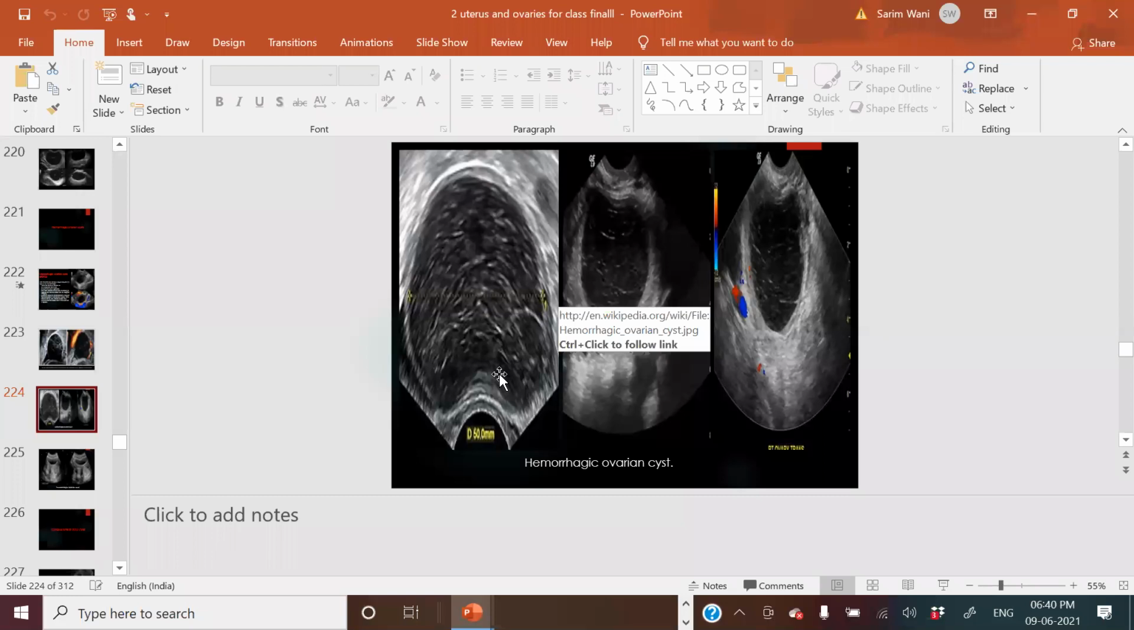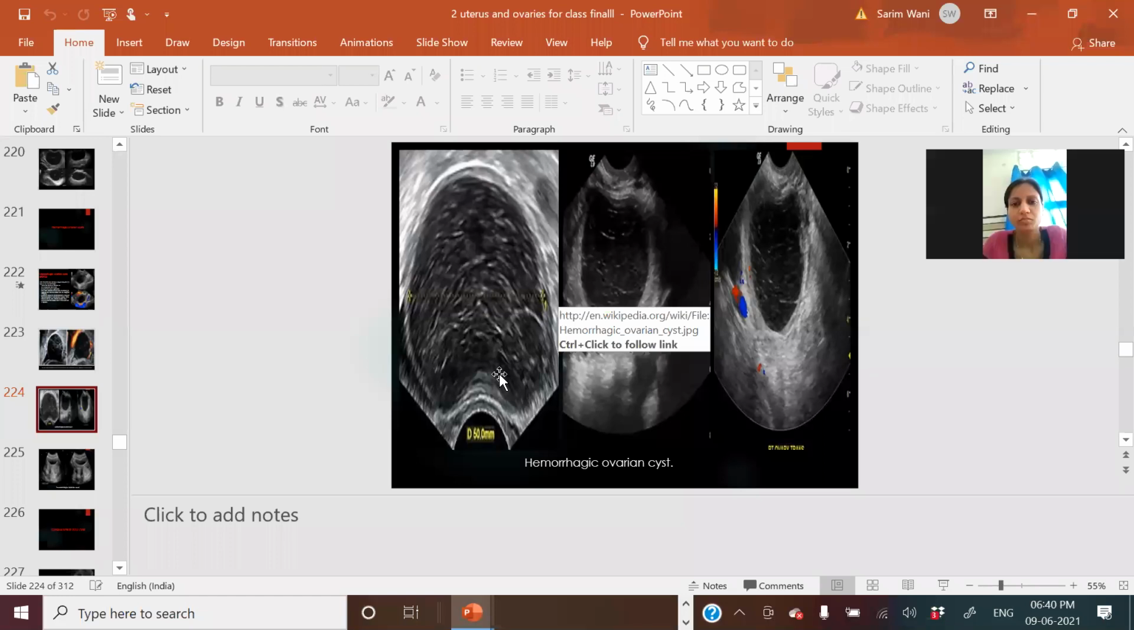Now, if you put color, will you expect an endometriosis to take color? Yes, sir. Will you expect a dermoid to take color? No, sir. Note it down. Third point: in case of a dermoid, it is avascular. And if it shows vascularity, it goes in favor of endometriosis.